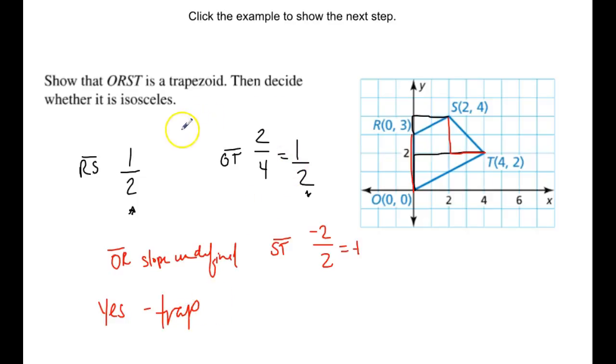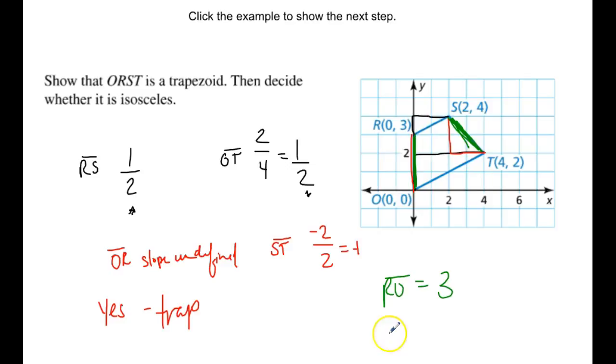Okay, so now I have to figure out whether it's isosceles. So I need to find the lengths of the two legs. And the two legs here, we're going to do them in green right here. So here's one leg, and here's the other leg, because these are the two sides that are not parallel. So the length of RQ, I can see is 3, because it goes along a straight line, so I can just count it as 3.